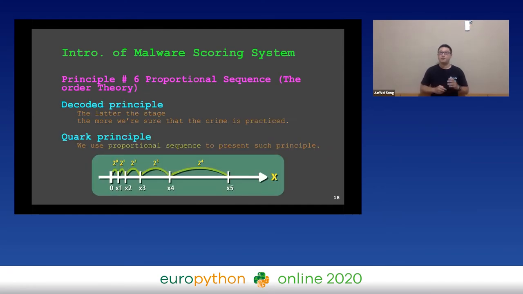Okay, principle number six, proportional sequence. As we decode it from the criminal law, the later the stage, the more we're sure that the crime is practiced. So we consider proportional sequence, for example, 2 to the power of n, to present such principle in our scoring system.